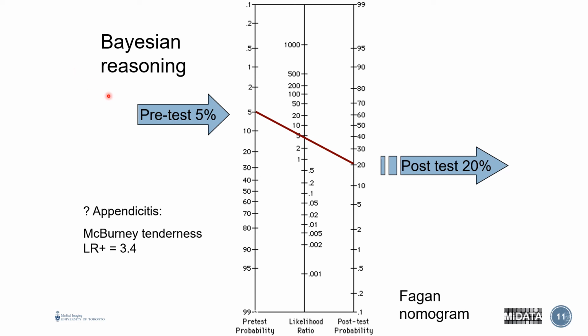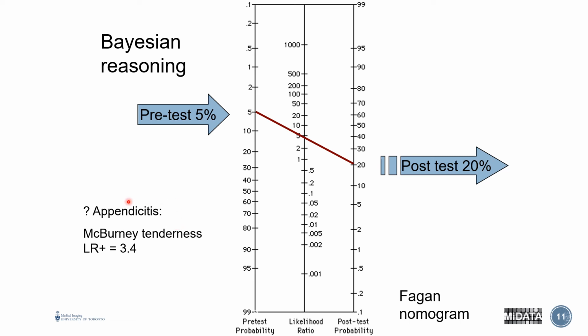Now you can see all that's quite convoluted. So what was developed was the Fagan nomogram, which does this for you. You can see these three vertical lines. You line up your pre-test probability as a percentage here. So you have 5%, okay? And then you say, okay, what's the likelihood ratio of the test?